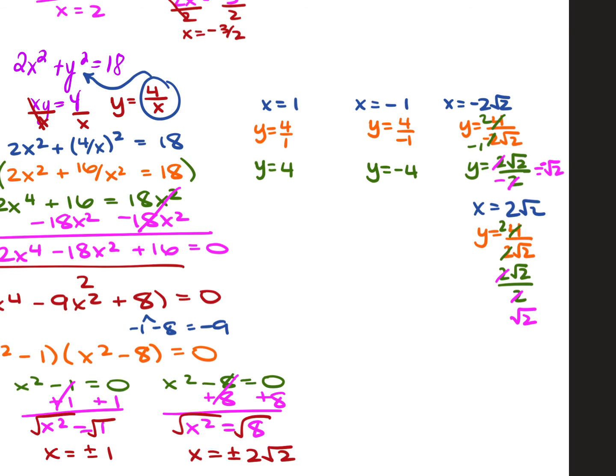So you have 4 solutions here. One that is 1, 4. Then you have negative 1, negative 4. You also have negative 2 square root 2, comma, negative square root 2, as well as positive 2 square root 2, comma, square root 2.